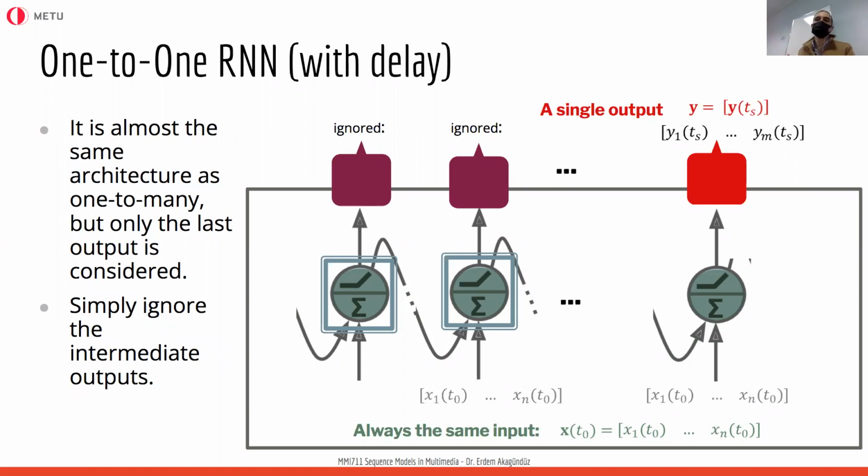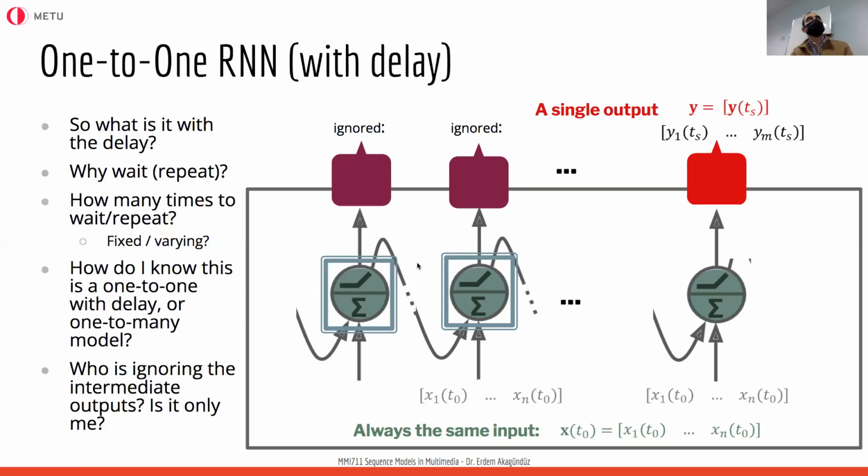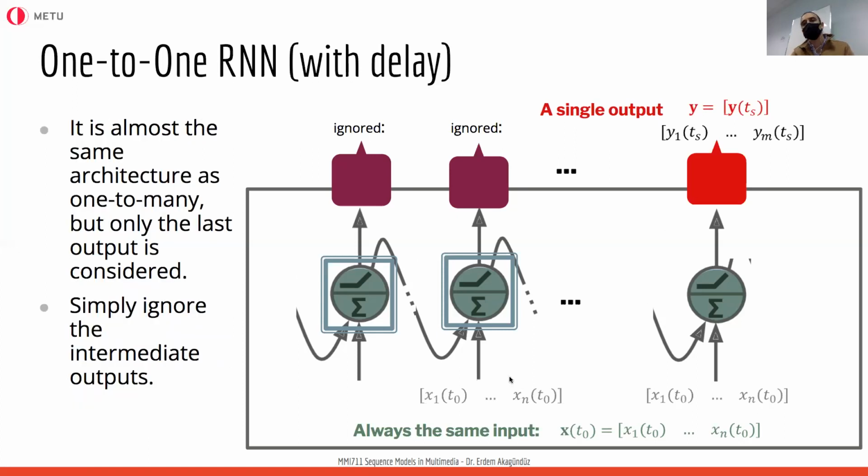So the architecture is similar. What does it mean to ignore, guys? Can anybody think of what, because the architecture is the same. I'm ignoring this, or I'm not ignoring this. When I ignore it, it becomes one-to-one with delay. When I don't ignore it, it becomes one-to-many. Who the hell cares about what I ignore or not? What does it mean when I say ignore? Any ideas? It's in the slides.